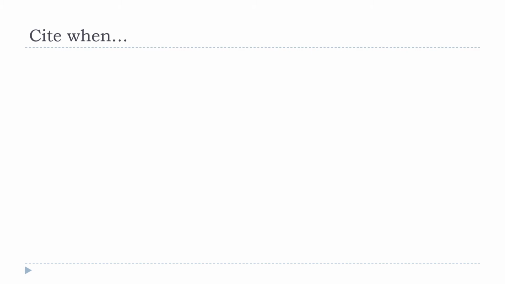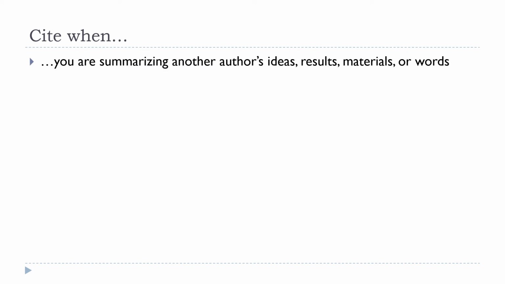So things to think about. We cite when we're summarizing another author's ideas, results, materials, or words. So we need to provide a marker to say, hey, this doesn't come from me, this came from another person. Oftentimes, we're good at recognizing that when we cite someone's words, we need to provide some sort of indication about where we got it from.